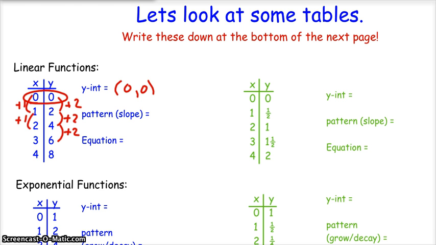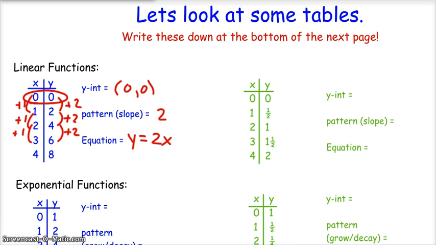We find our slope by finding the change in y over the change in x. Every time it's 2 over 1, so the slope of this function will be 2. We can then put it together and write the equation y equals 2x plus 0. Remember, we don't need to write the 0. We can leave it just as y equals 2x. Let's look at the second one.